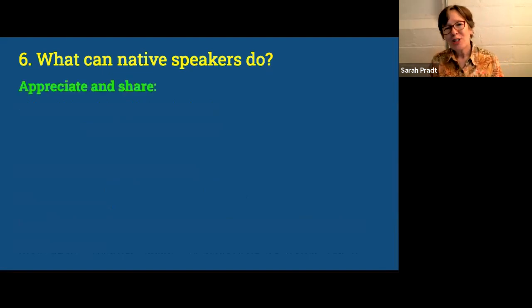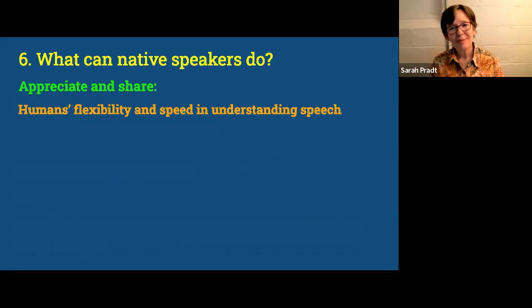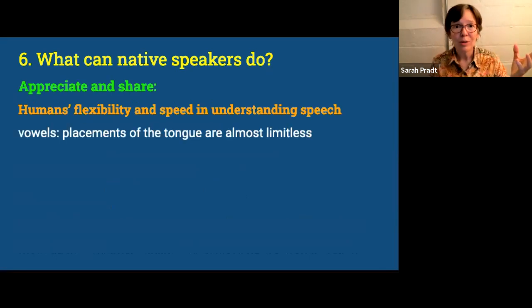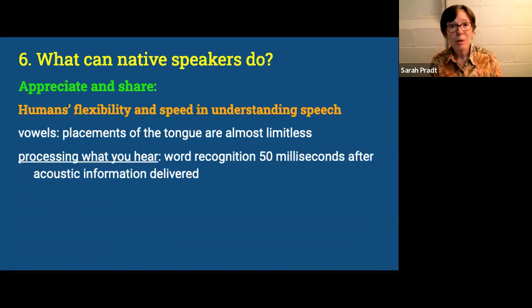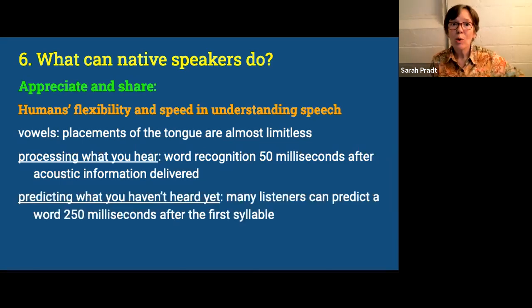We can also appreciate and share the amazing flexibility and speed that we have in understanding speech. We can understand vowels, which is amazing because that placement of the tongue is almost limitless, and yet we can understand. We can process what we hear within about 50 milliseconds, 5% of a second. We can process what we haven't heard yet.